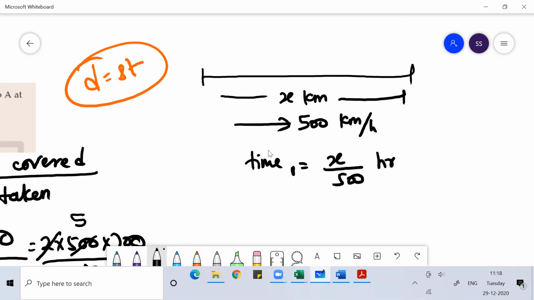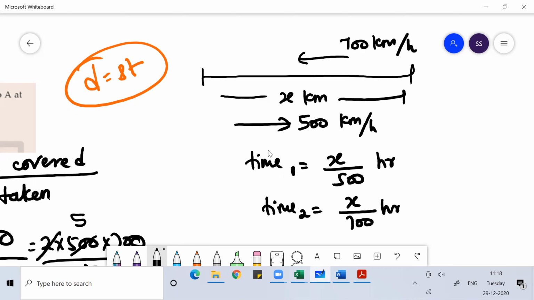While coming back, it is going at 700 kilometer per hour. So the time for coming back is x by 700 hour. So the speed for going is 500 kilometer per hour, and the speed for coming is 700 kilometer per hour. So you can find the time. What is the time taken for going? That would be x by 500 hour. You can find the time for coming back. That would be x by 700 hour.